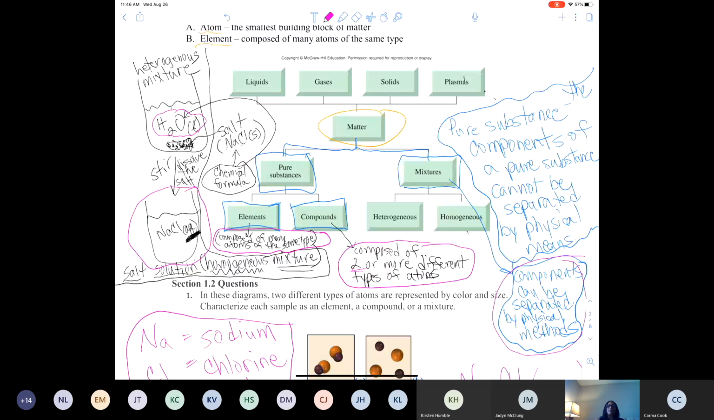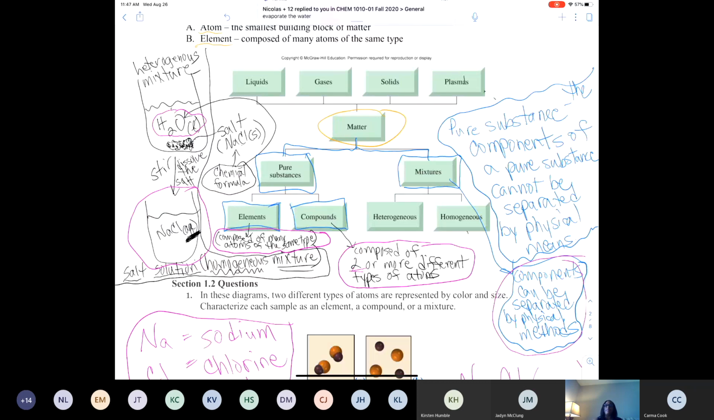So my components are salt and water. What physical methods could I use to separate the salt from the water? Any ideas? Evaporate the water. Very good. Filtering. Filtering is a good way to do it. I would have to use some filter paper that has really, really tiny pores so that the pores are big enough to let the water pass through, but are not big enough to let the salt pass through, and the salt gets trapped.